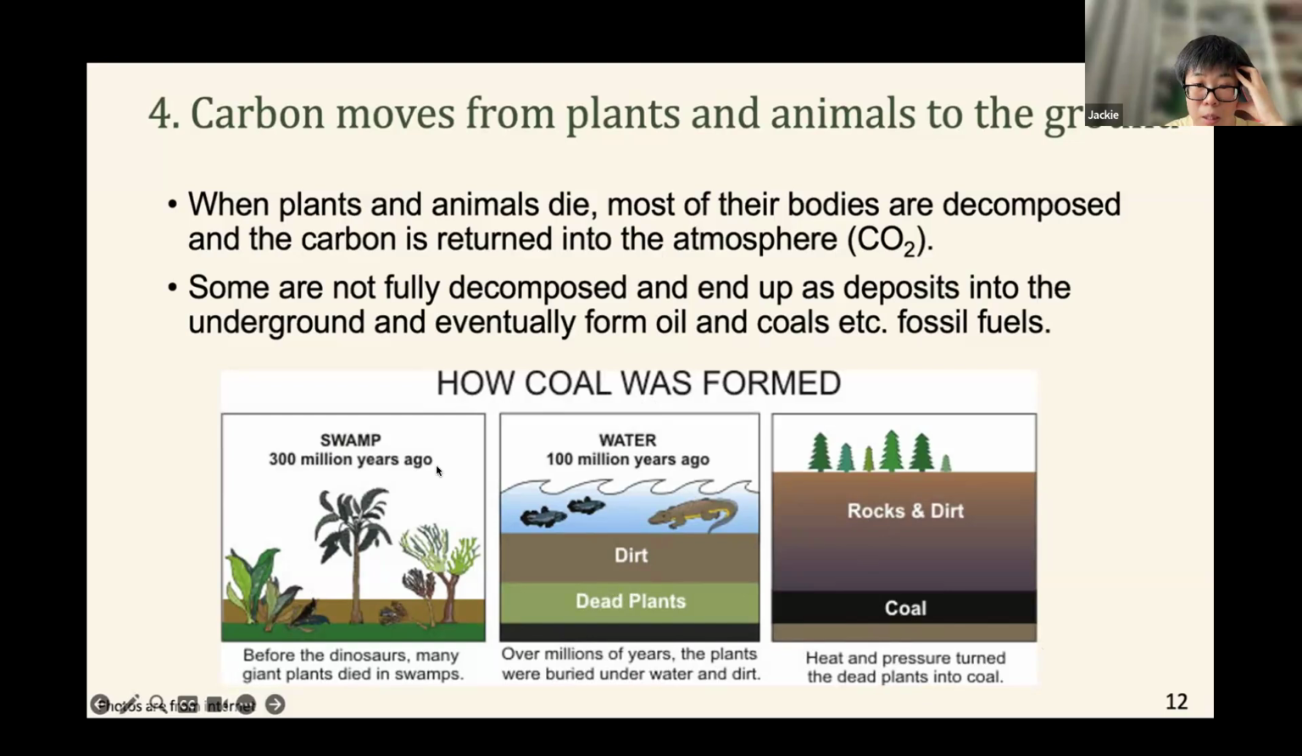So the general idea, based on this simple description of coal formation, is that we can see this amount of carbon will take an extremely long time to accumulate in the deeper part, under the rock and soil layer, right? So that is another relatively slow carbon cycling pathway. So carbon moves from plants and animals to the ground, okay?